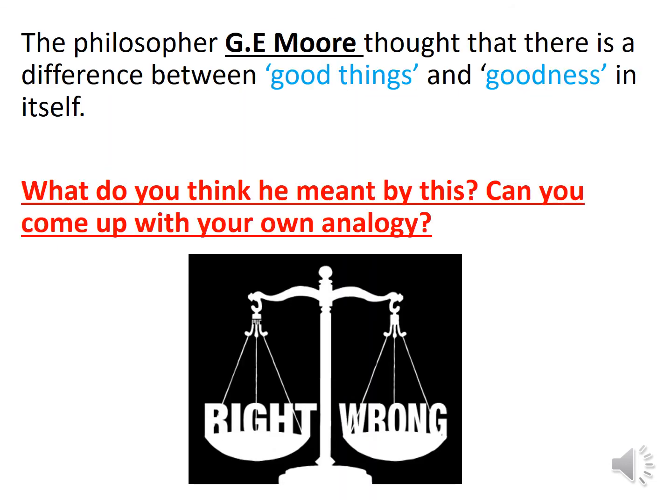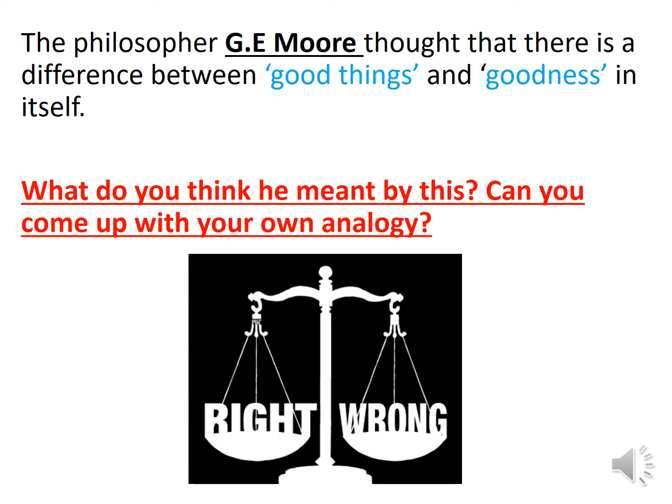So, as we've discussed, metaethics is having a look at the language behind the normative ethical theories. And there's a really significant scholar here called G.E. Moore, and he started the debate in metaethics by having a look at the difference between good things and goodness in itself. What do you think G.E. Moore actually means by this?